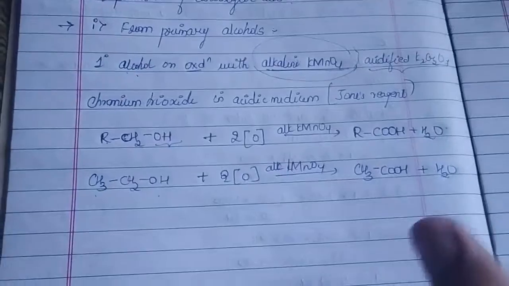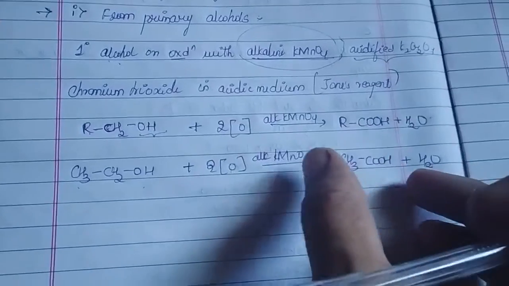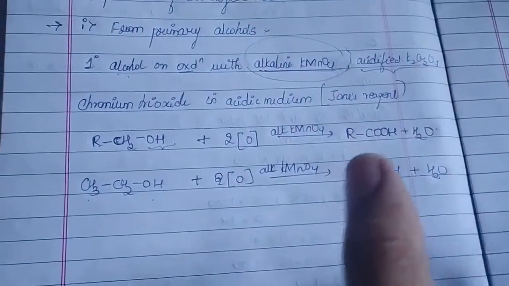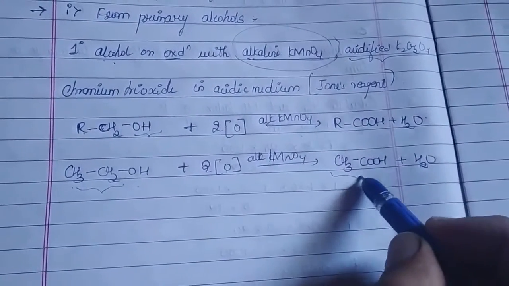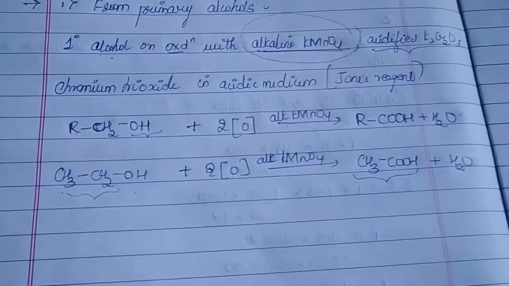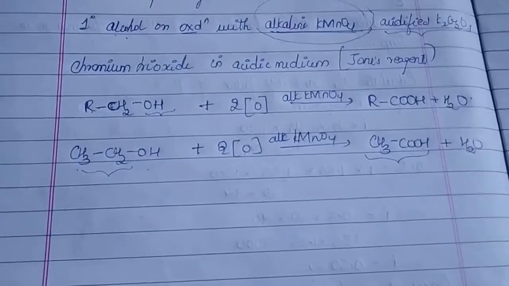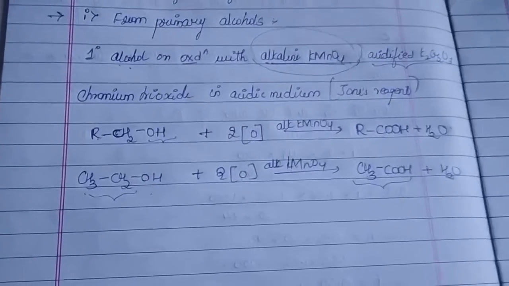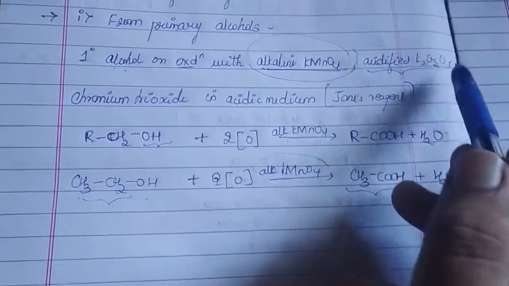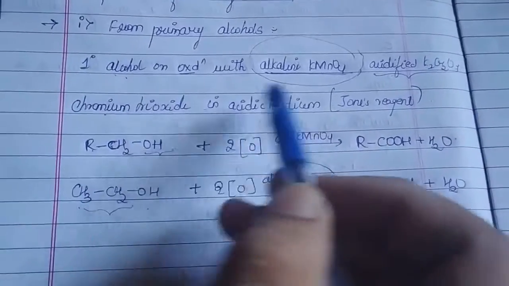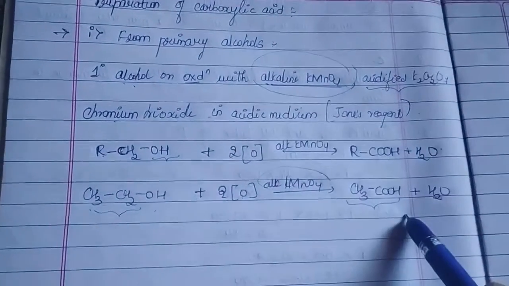Of course, one funda we have come to know: whenever we oxidize our primary alcohol with alkaline KMnO4, you're going to get an acid. That's the general case. But along with that, we also have to make a note of the number of carbon atoms present in the reactant and in the product. Why am I saying this? Because whenever we are oxidizing a primary alcohol to give the acid, whether in the presence of alkaline KMnO4, acidified K2Cr2O7, or chromium trioxide in acidic medium, remember, with any of these oxidizing agents you are going to get an acid from a primary alcohol.